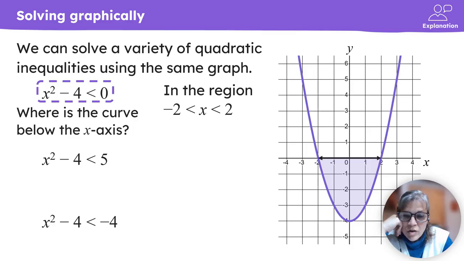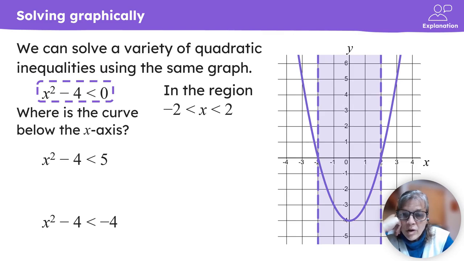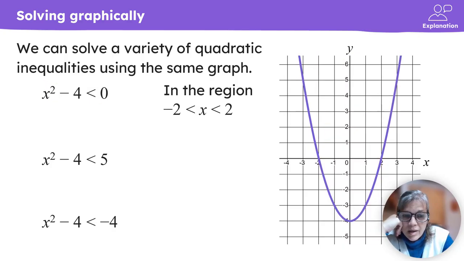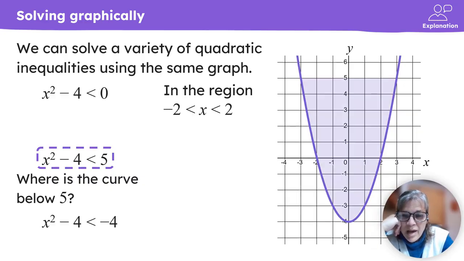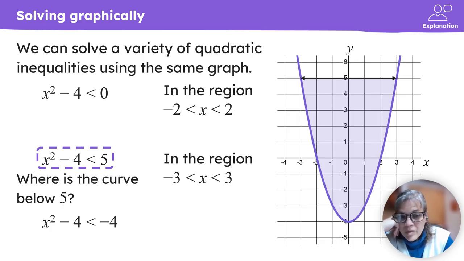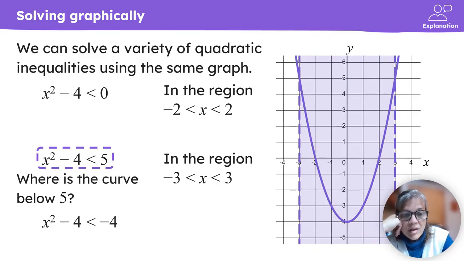What about where is this curve below 5? So we need to look at the line for y equals 5. Okay, where is the curve below that line? Well, here it is, this whole region. If I was going to define that, I can see these points, and I check what are those x values? Well, x has to be between minus 3 and positive 3. And I can see that in that whole region, the curve is below 5.